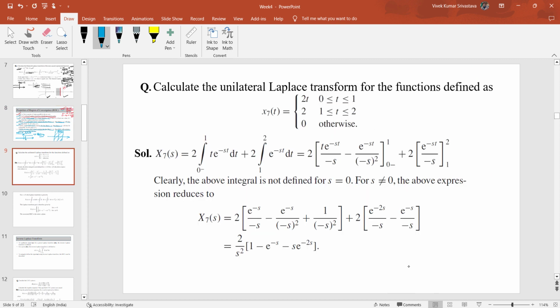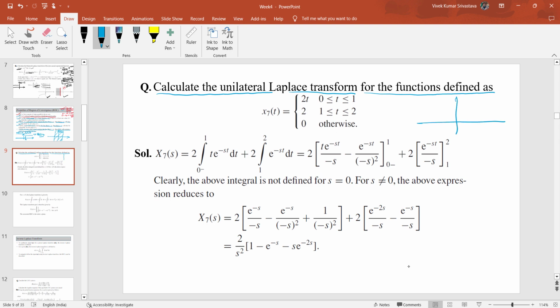Let us move ahead and solve a problem so that this Laplace transform will be clear to you. A question is given: we have to calculate the unilateral Laplace transform for the given function. The function is x of t equal to 2t when t is from 0 to 1, and it is equal to 2 when t is in the range of 1 to 2.